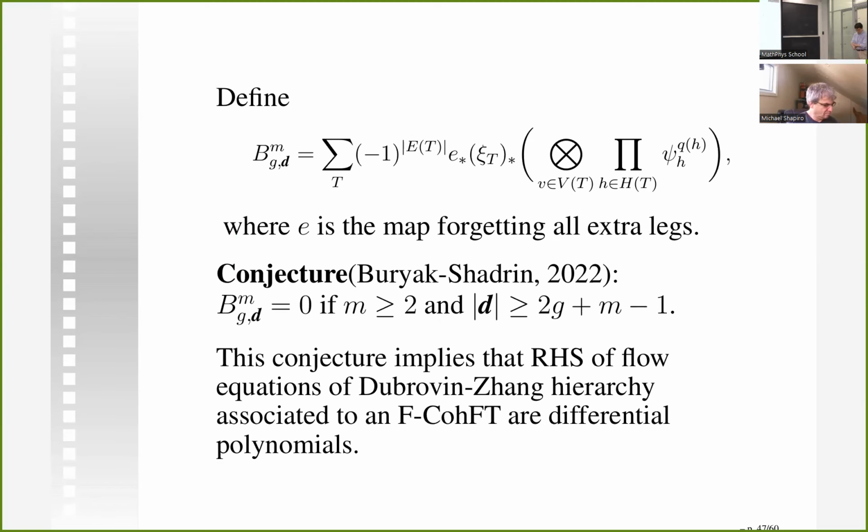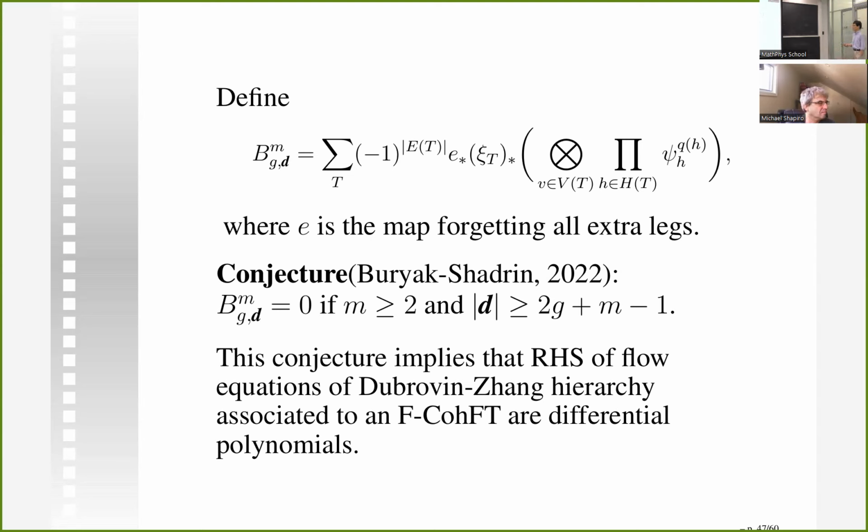Then Buryak and Shadrin define this topological class. You take the psi class associated with this half edge, raise it to this power, push forward by this natural gluing map, then also push forward by this forgetful map, forgetting all these extra legs. Then multiply by (-1) to the number of edges of T, and sum over all such possible trees T.